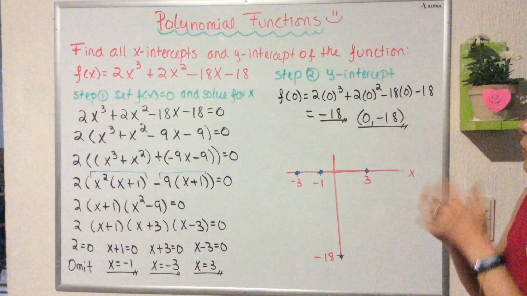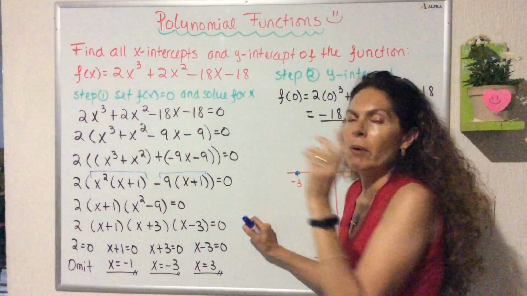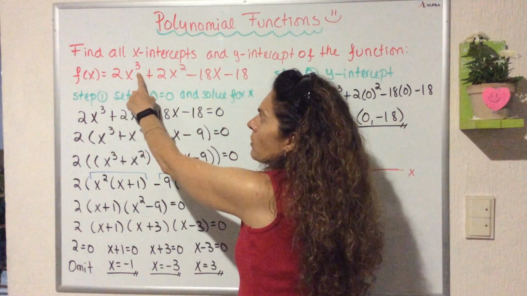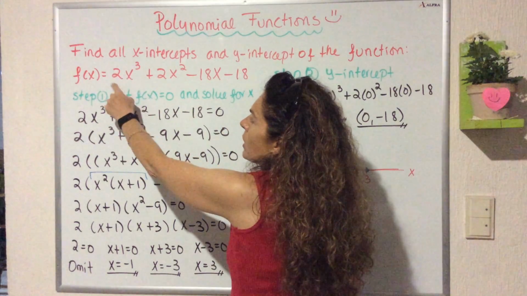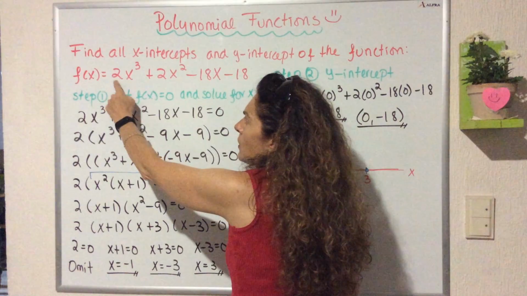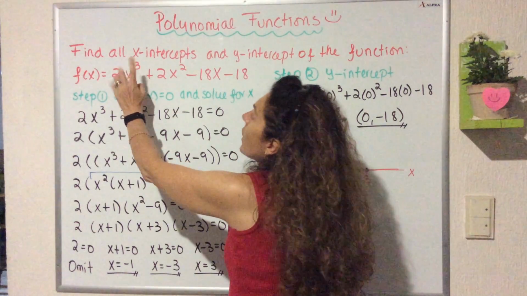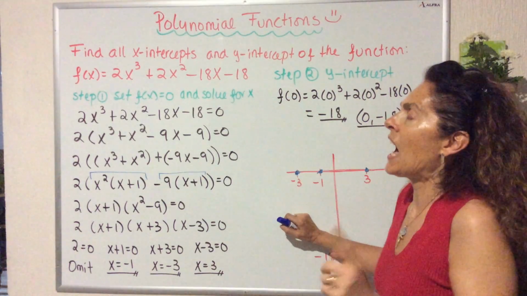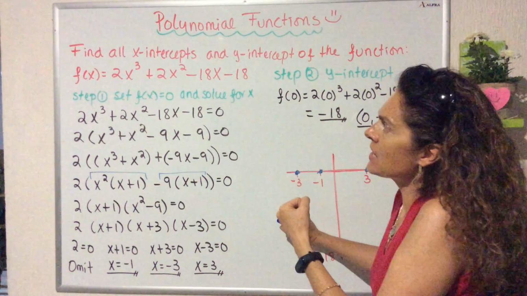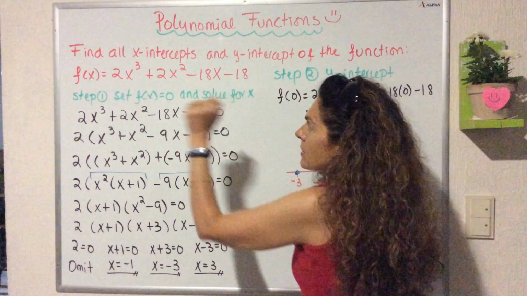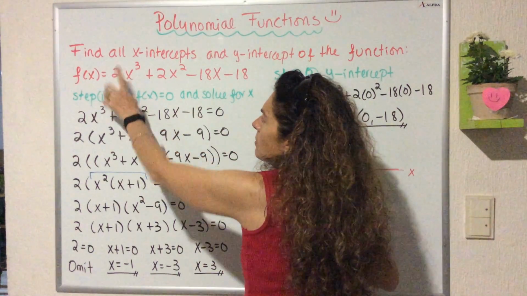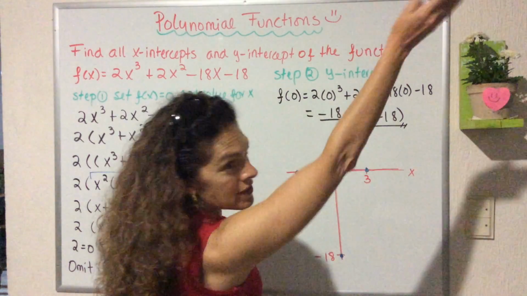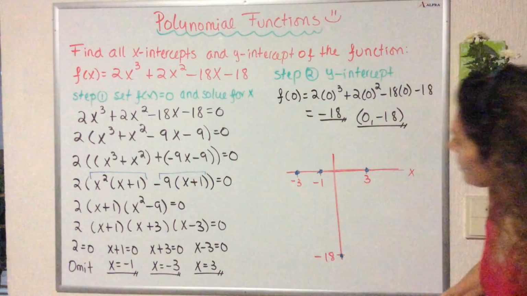And now, in order to plot the graph, I have to remember about the end behavior. I have to focus on the degree of the polynomial function and also on the leading coefficient. I have to check if it is positive or negative. Okay, let's see. If the degree of the polynomial function is an odd number, as in this case, and the leading coefficient is positive, remember, it falls to the left and it rises to the right. So we're going to have something like this.